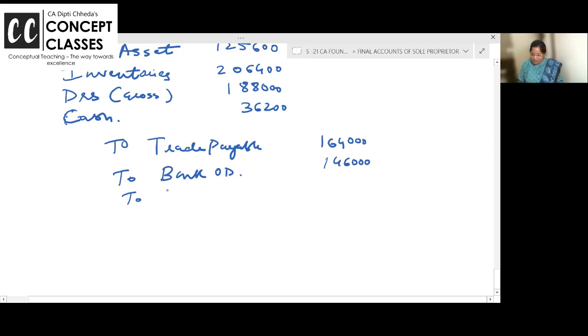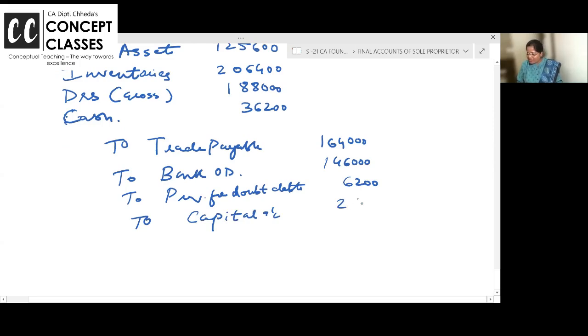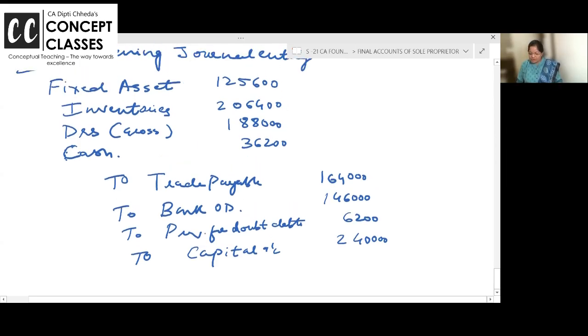Then provision for doubtful debts. To capital account. How much is the capital? 2,40,000. Check and ask me if you have any doubt. Fixed assets, inventories, debtors, cash, trade payables, bank overdraft, provision, and capital.